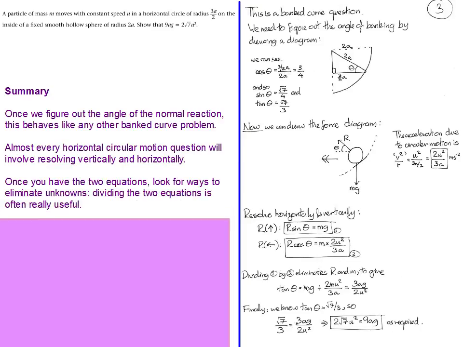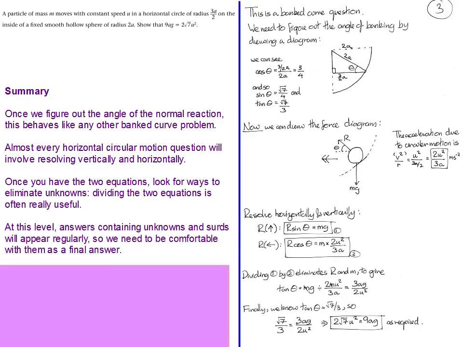Once we got those two equations, we needed to try and think about how to get the equation that the question actually wanted us to do. And in this case, that came from dividing the first equation by the second. And as I've said, we need to be happy at a further maths level with having equations that have surds in, that have unknowns in. It's very easy to think that you've always just got to come up with a number, but this is the solution they are looking for.